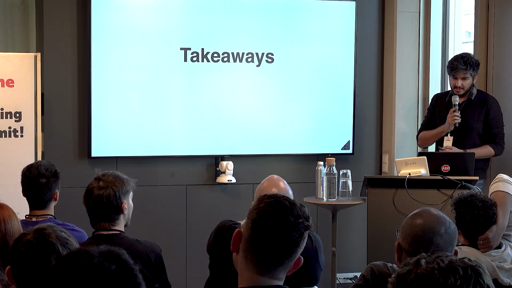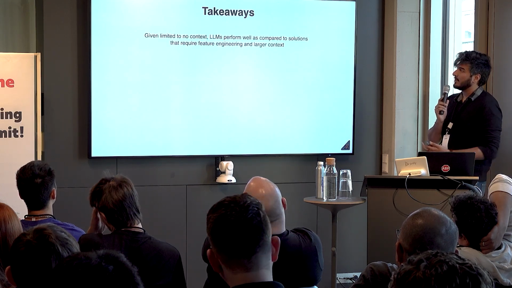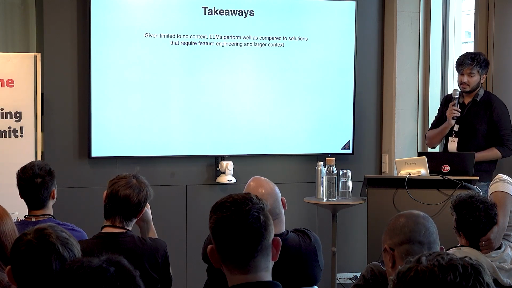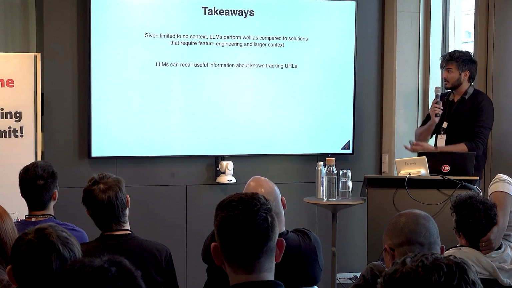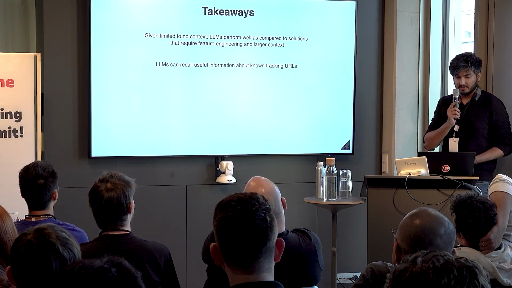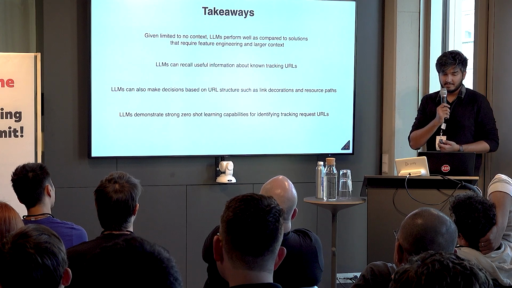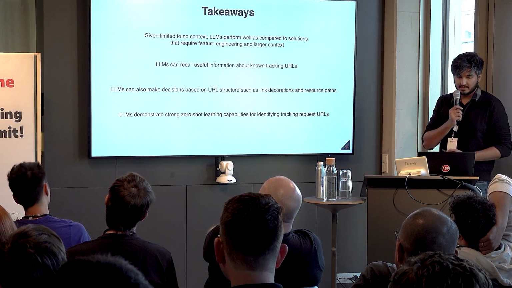So coming towards the major takeaways of this evaluation, we see that given limited to no context, it seems that LLMs are able to perform very well against solutions that require a lot of feature engineering and larger context. And they can also recall some useful information that they know about tracking URLs. And they can make their decision based on URL structure as well as link decoration and resource paths. So we think that LLMs can demonstrate some very strong zero-shot learning capabilities for identifying tracking URLs. And this can be really important, which we will discuss next.